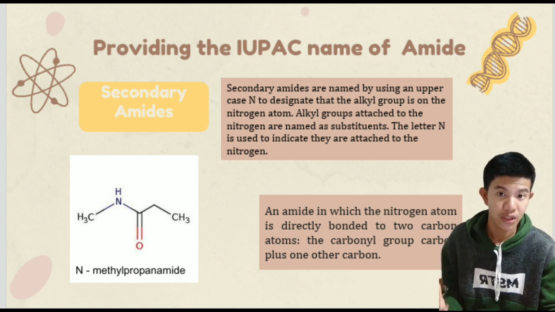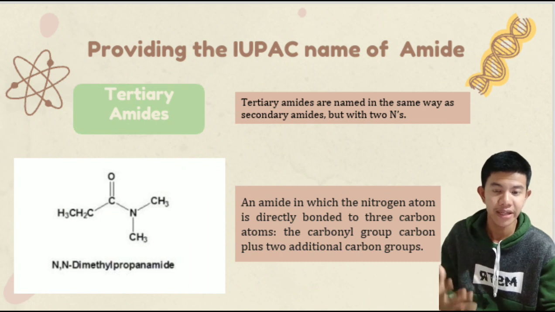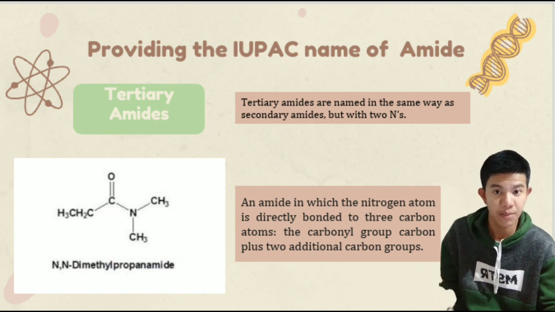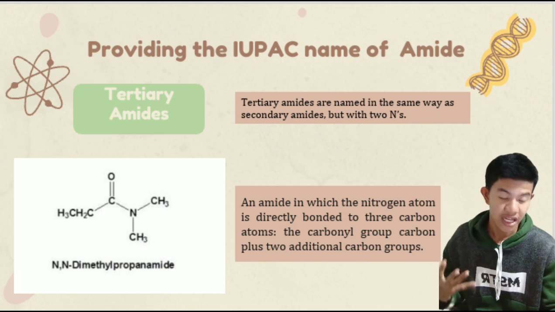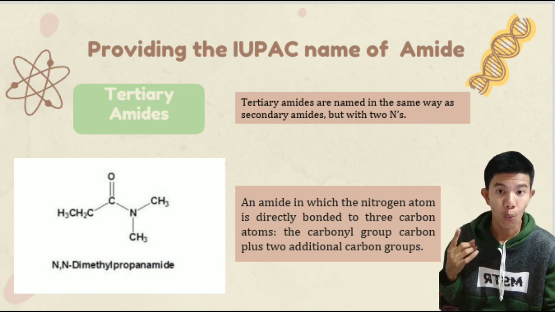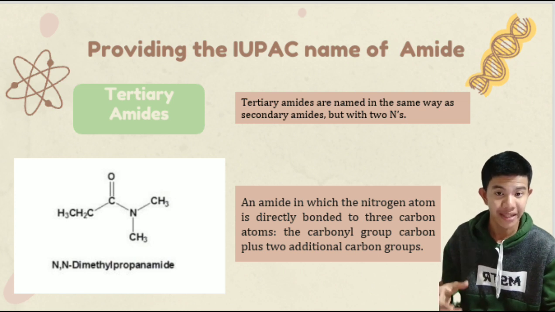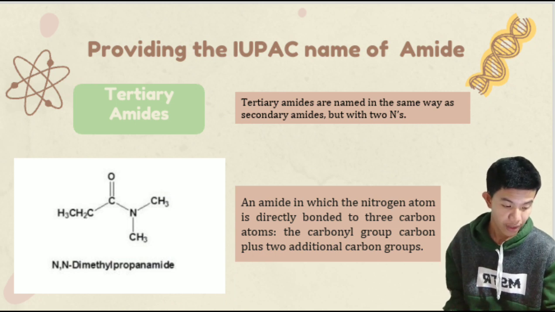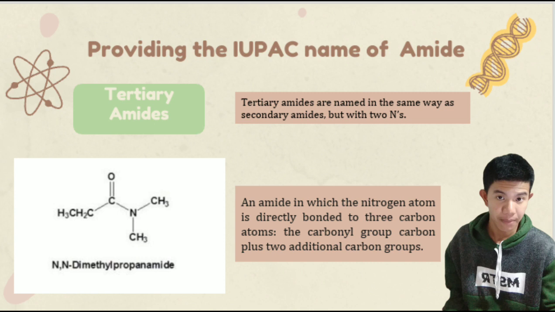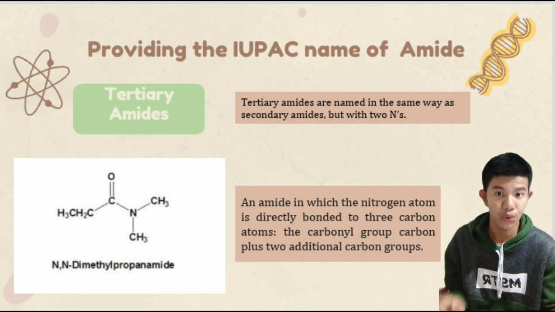Now let's move on to the tertiary amide. The tertiary amide and secondary amide are quite similar but differ in the number of nitrogen substituents to be added. In secondary amide, you need to add 1 N. But in tertiary amide, you need to add 2 N. For example, this one, the methylpropanamide is attached to 2 nitrogen.